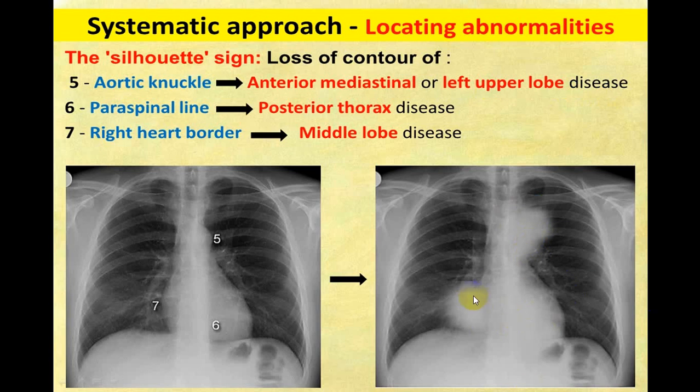Suppose I suspect this as a posterior thoracic sign. But in that case, what will happen? You will see a radiopaque shadow and you will be able to demarcate the margin. Now I cannot demarcate the margin here. I cannot see the right atrial margin. So this has to be related to the right side middle lobe or heart, either of the two.